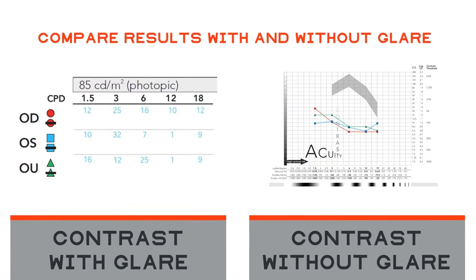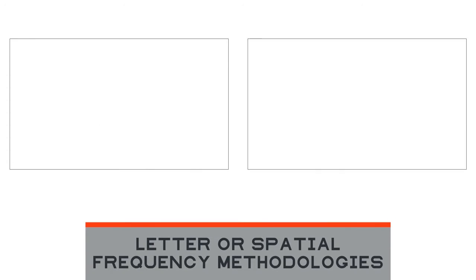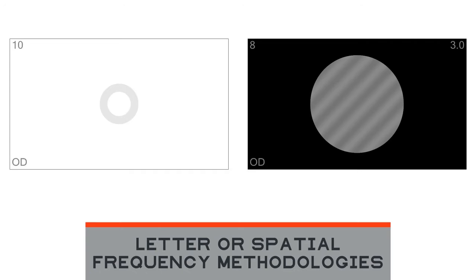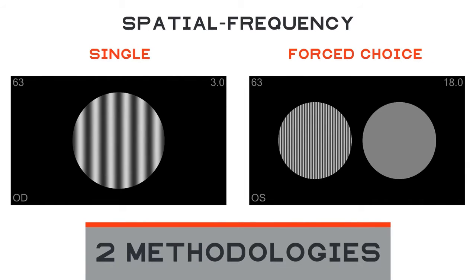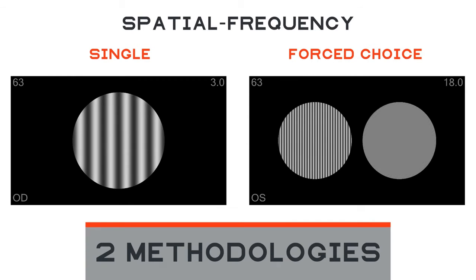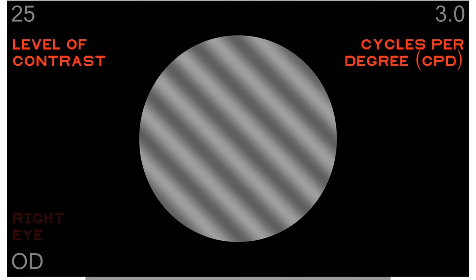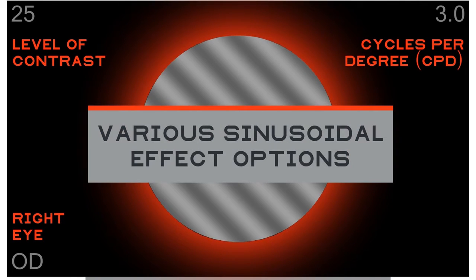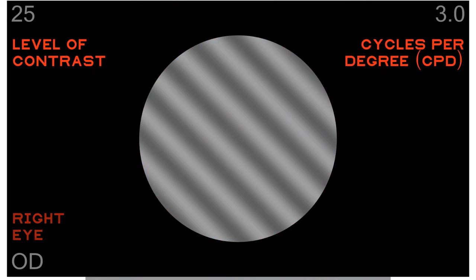The report aids diagnosis by allowing you to compare sensitivity with and without glare. Start by using the letter test before moving on to the more comprehensive spatial frequency test. The spatial frequency test either uses one target at various angles or two targets side by side, one blank. During testing, level of contrast, cycles per degree, or spatial frequency and eye being tested are all displayed on screen.